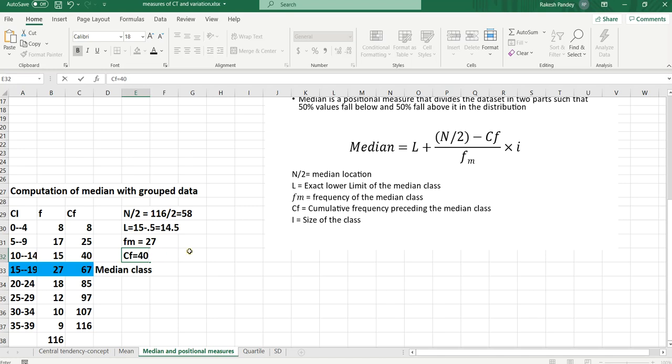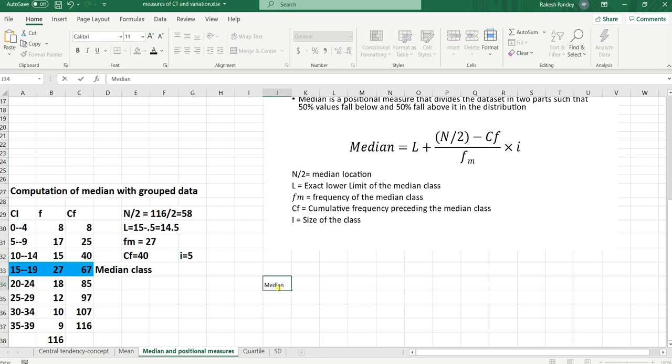Now the last thing that we need for this computation is i, and as you know from the previous class, i is the size of the class, and we judge it by vertically seeing the difference: 0, 5, 10, 15, 15 plus 5 is 20, 20 plus 5 is 25. So the size of the class is 5. Now we have all the values required for this computation. So let us compute the median.